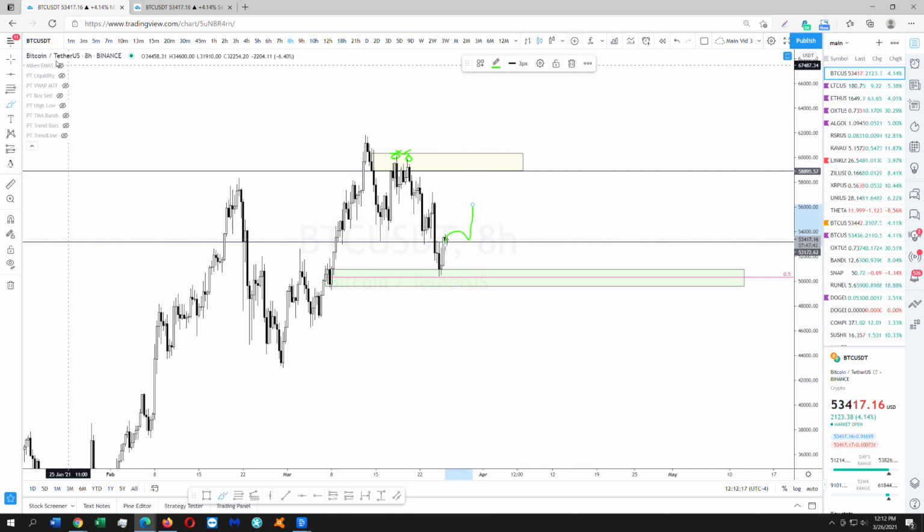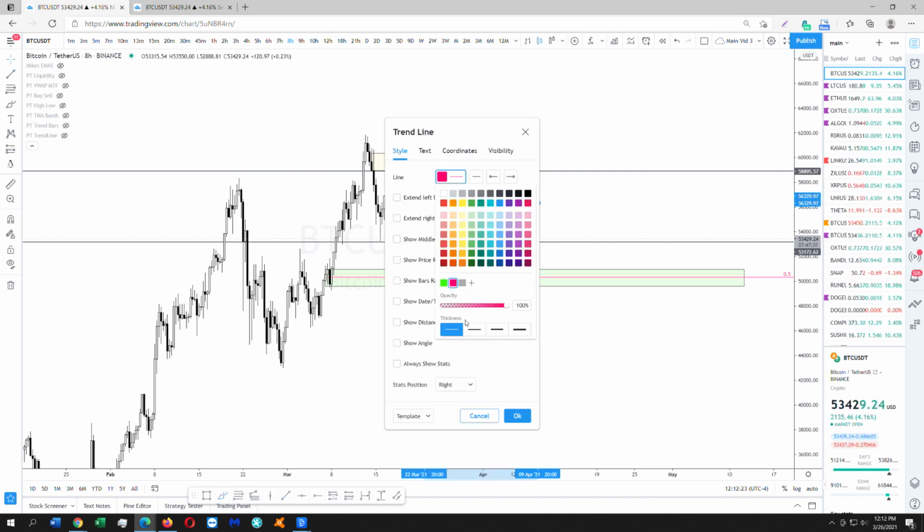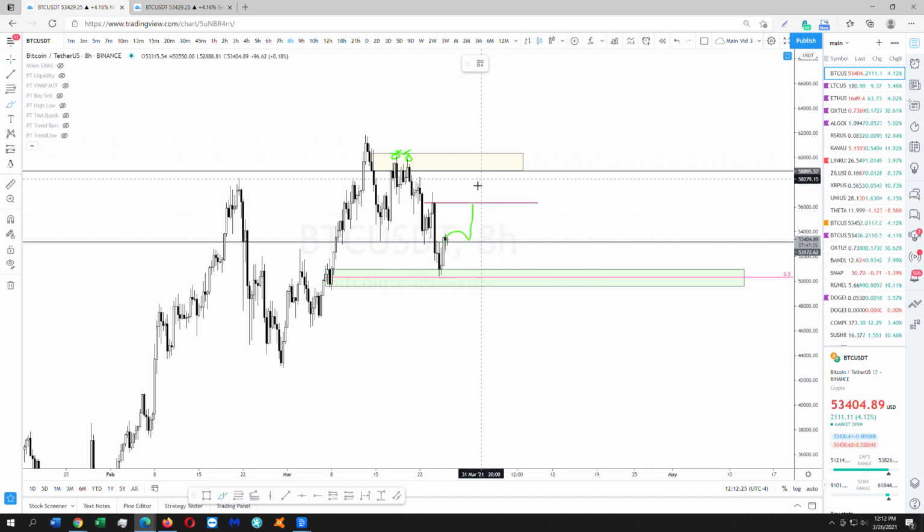Get above. If you're not looking at any indicators, get above this line, which I'm going to make pink. Get above that line, and then instantly target the top over here. It's a very simple play.